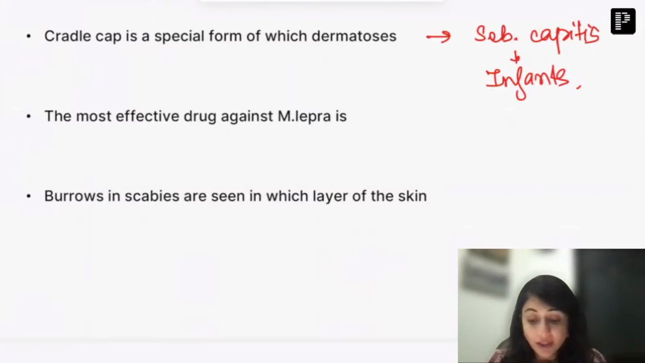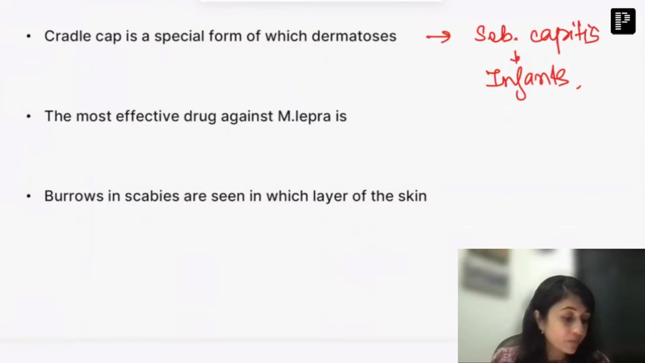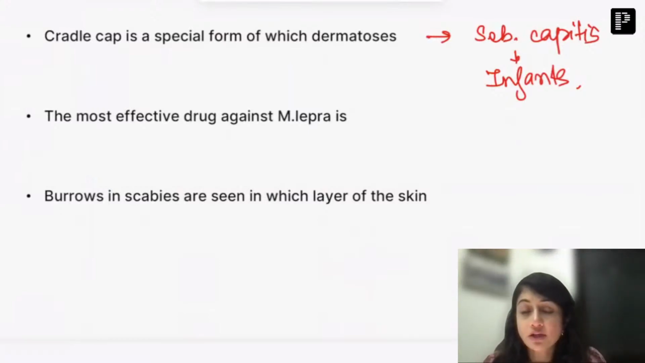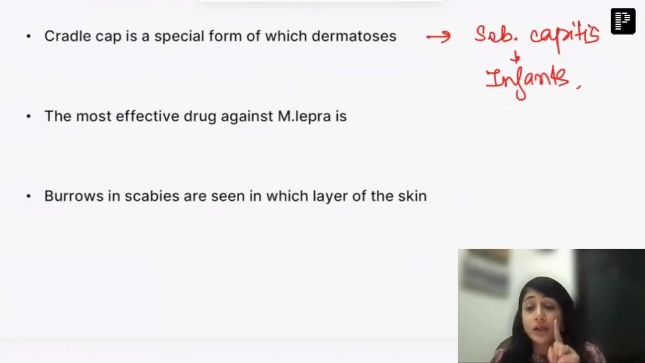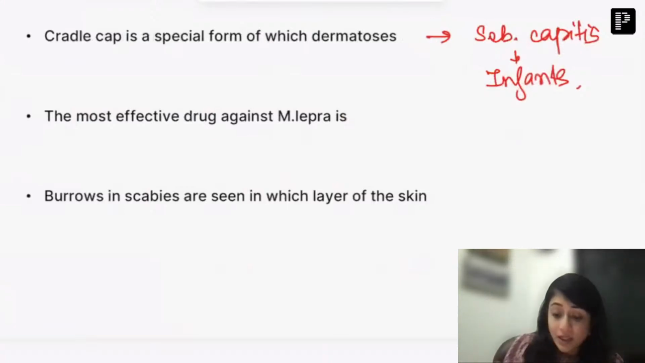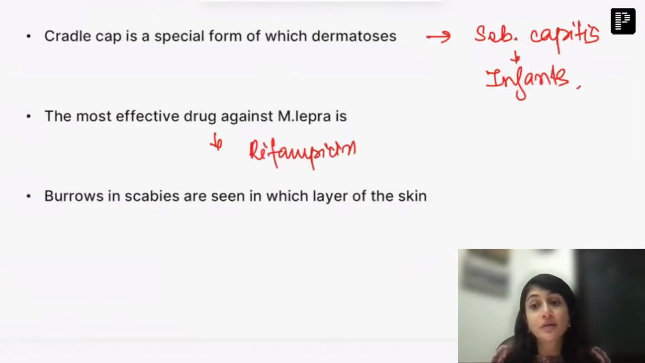The most effective drug against M. leprae. So we use three drugs, rifampicin, dapsone, and clofazimine. Which do you think is the most effective against M. leprae? Yes, it is rifampicin, not dapsone. You know, even one dose of rifampicin kills 99% of viable lepra bacilli. So my most effective drug is rifampicin. But I give a combination of drugs to prevent resistance and to kill those 1%.